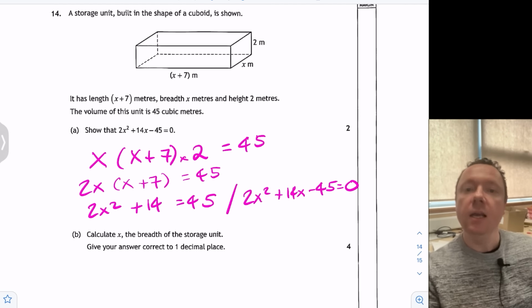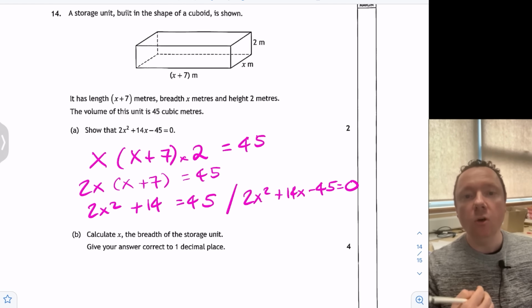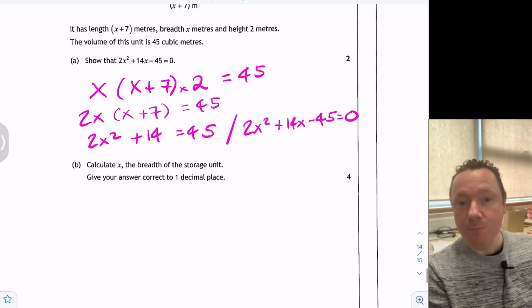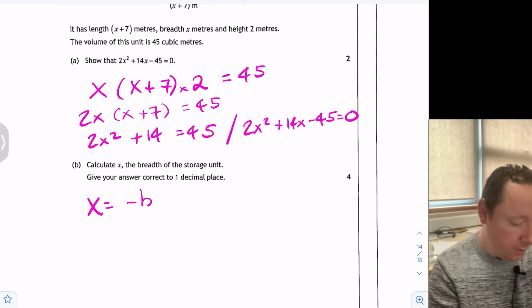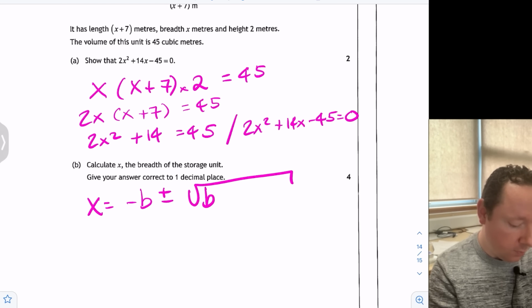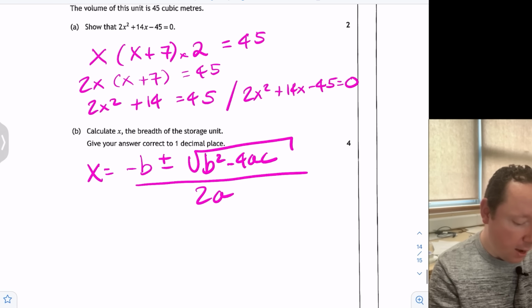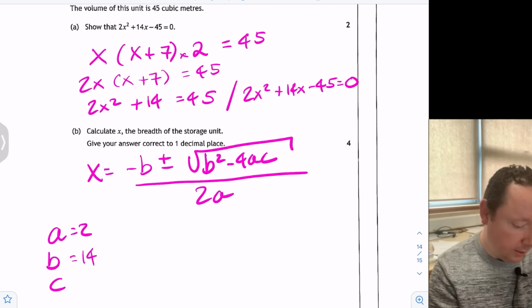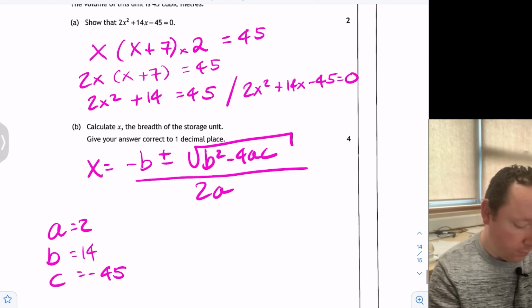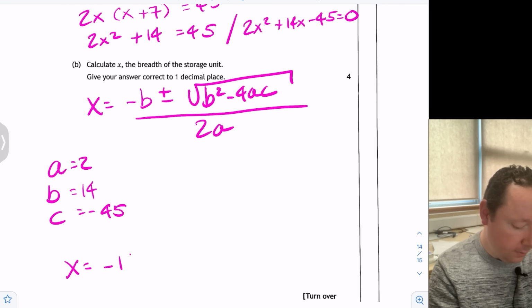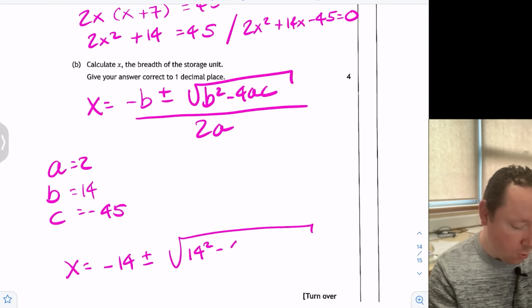Part B, calculate x, the breadth of the storage unit, give your answer to 1 decimal place. So the hint here is it's a quadratic. 1 decimal place means we're using the quadratic formula. So from the start of the exam paper, x equals minus b plus or minus the square root of b squared minus 4ac all over 2a. And in this case, my a is equal to 2, my b is equal to 14, and my c is equal to negative 45. So we get x equals minus 14 plus or minus the square root of 14 squared minus 4 times 2 times minus 45, all over 2 times 2.